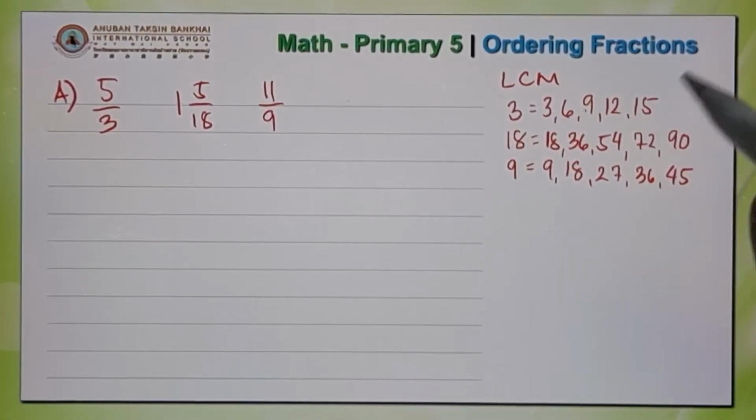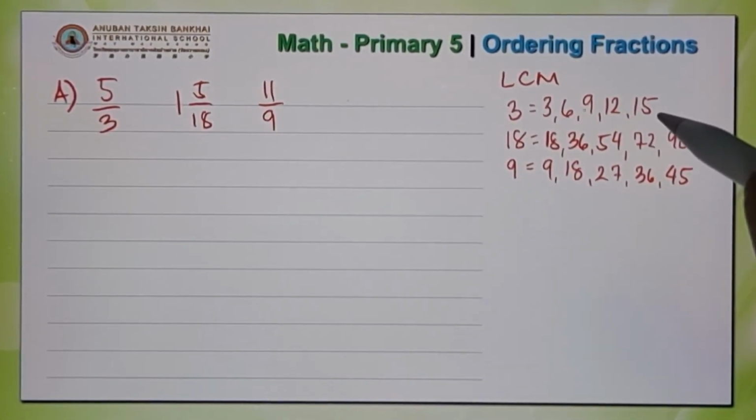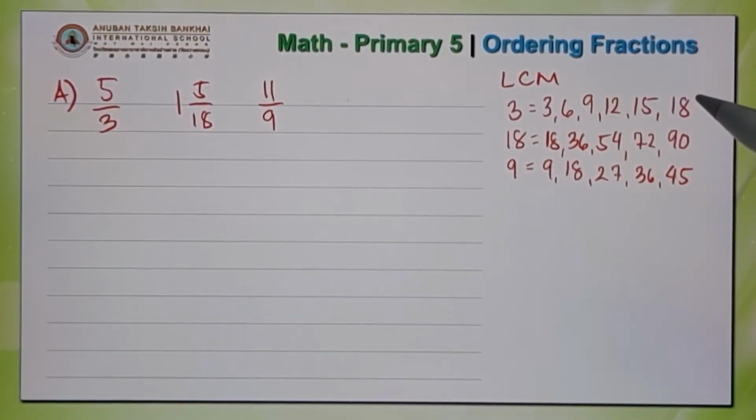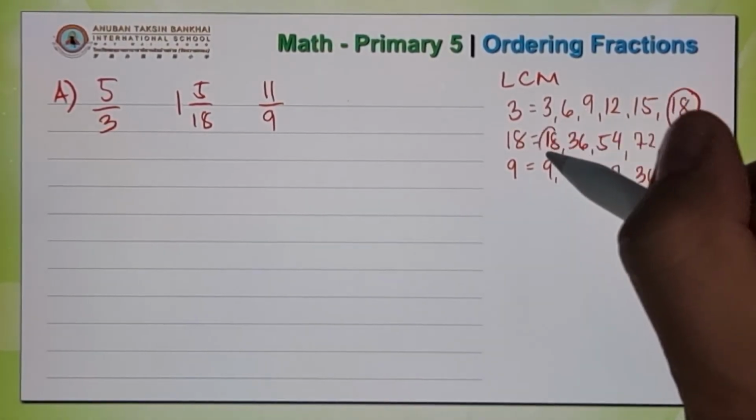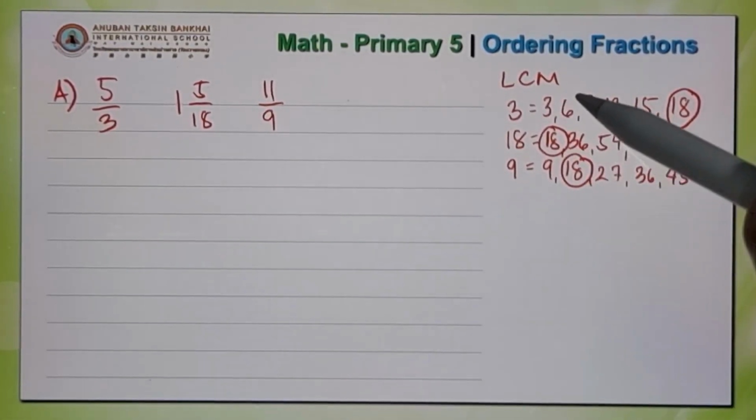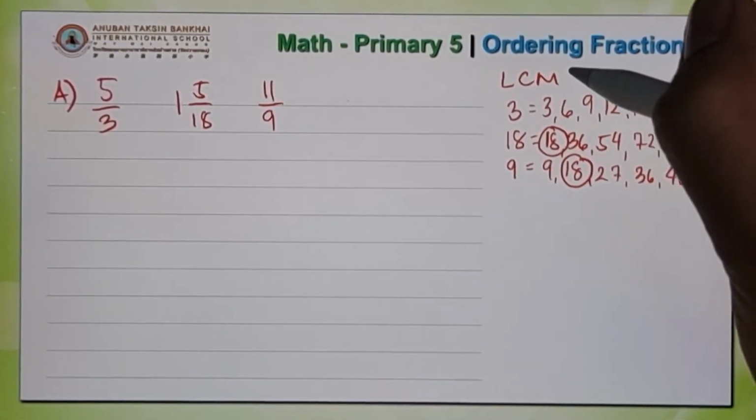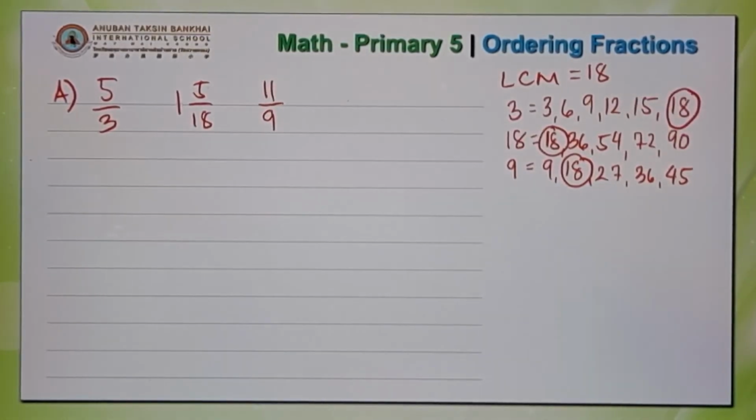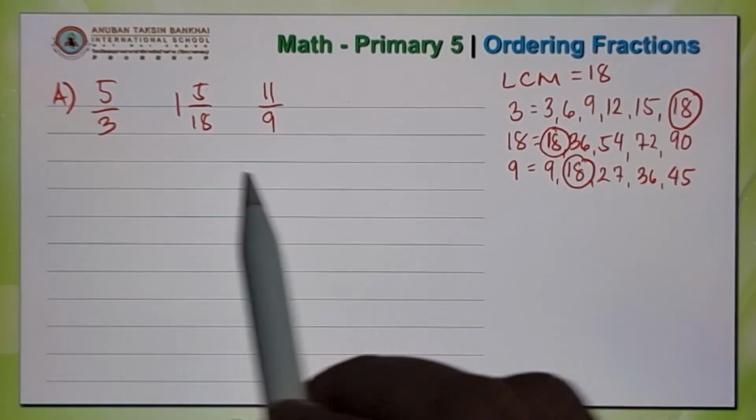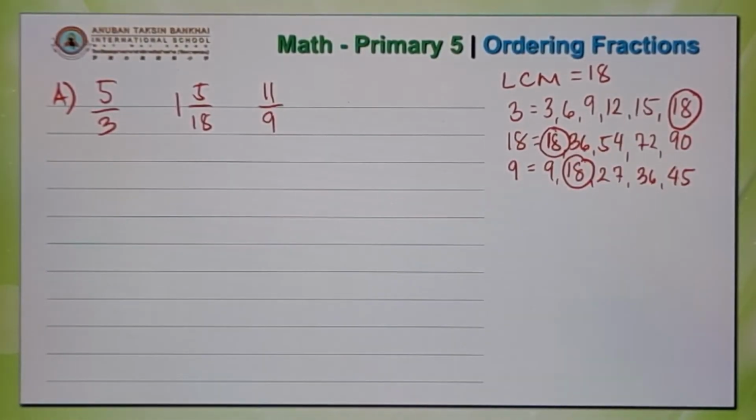So let's try to add more multiples in here in 3. So 15, we have 18. Okay, so there you go. So we have now 18, 18, and 18. So the common multiple of 3, 18, and 9 is 18. Okay, so we are going to change our denominators to 18.